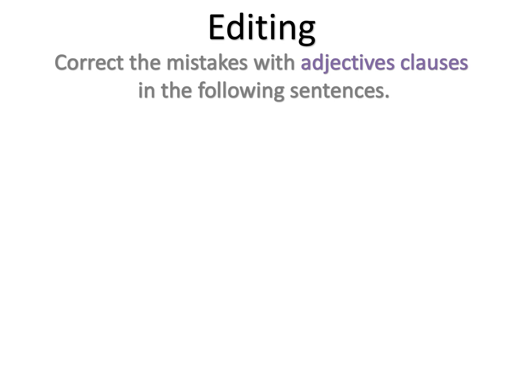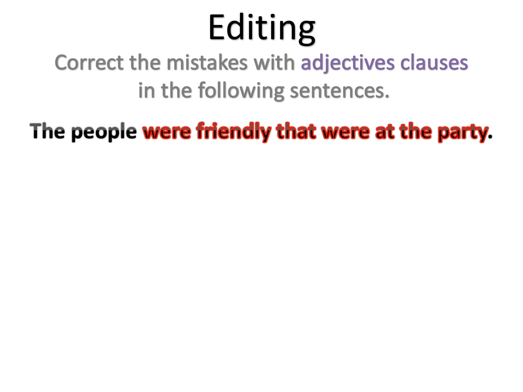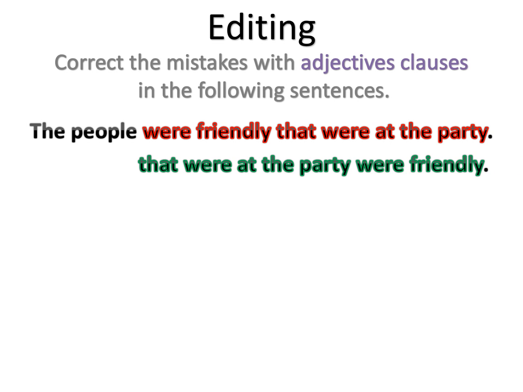Now that we have a little practice with combining two sentences into a single sentence using an adjective clause, let's test our knowledge a little further with some editing. Correct the mistakes with adjective clauses in the following sentences. The people were friendly that were at the party. The correct way to say this is, the people that were at the party were friendly. Remember that you need to place your adjective clause immediately after the noun you are describing. And here, the noun we want to describe is people.